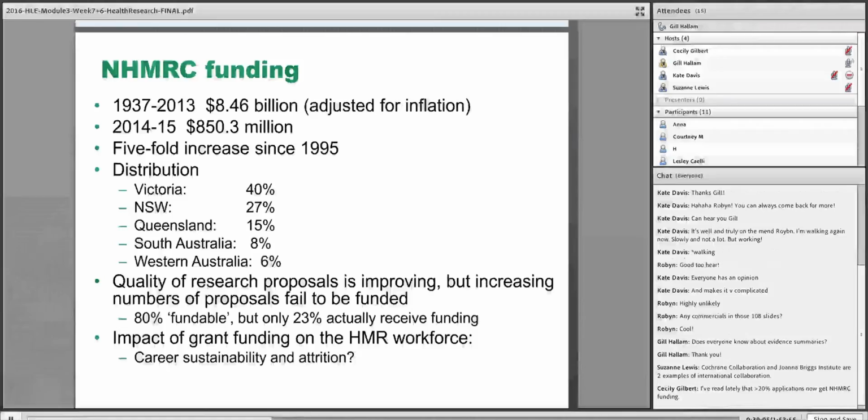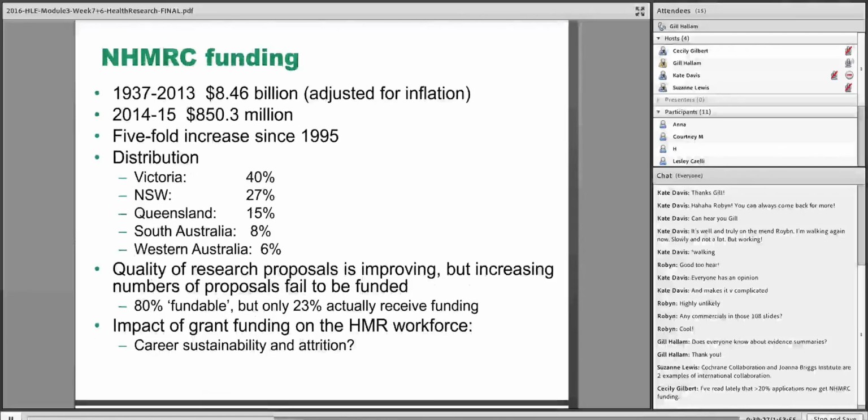Cecily just dropped in there to say that she read lately that it's now less than 20% get actual funding. So, yep, that's showing that it's continuing to drop as the applications increase. I mean, that reflects that huge increase of 130 to 400 and something applications that were received in the past year or so. So, it's very aggressive out there.